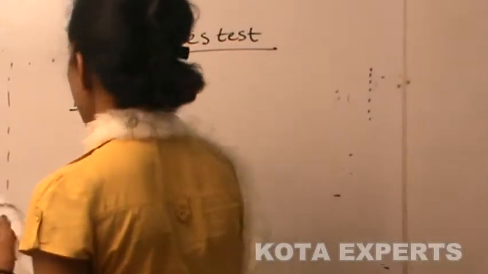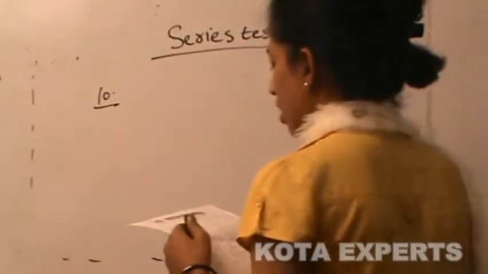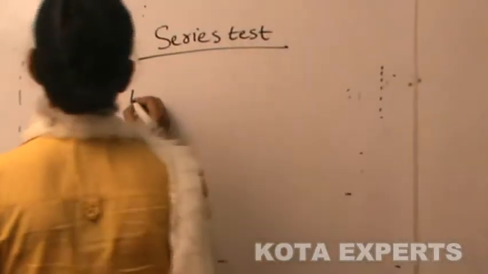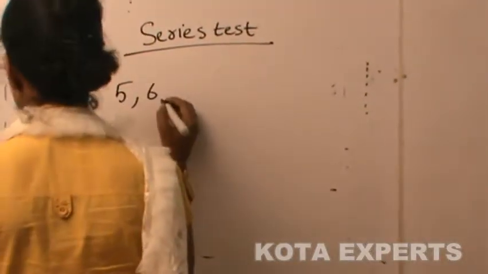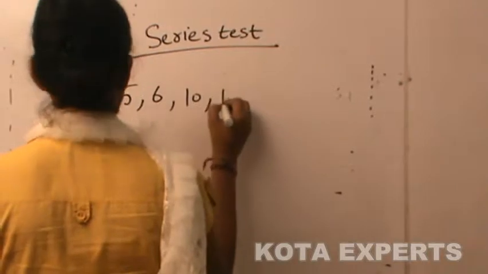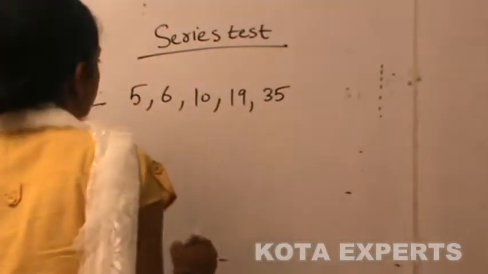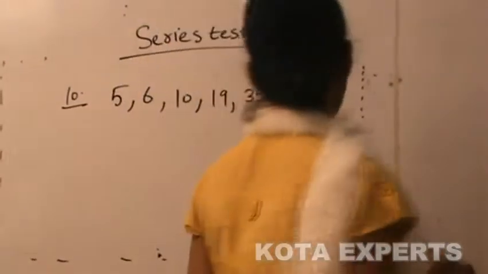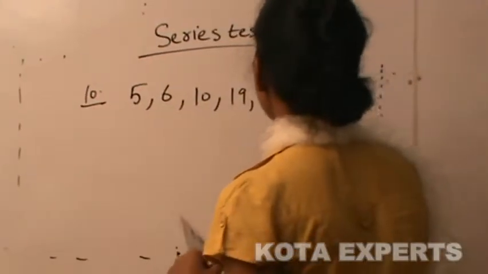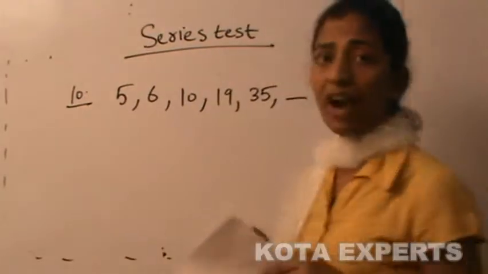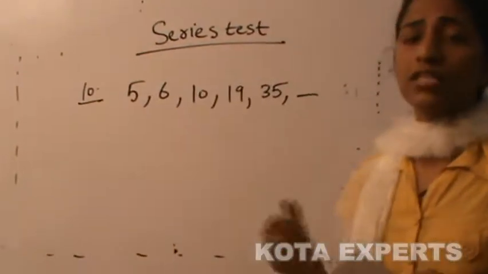Next, question number 10. 5, 6, 10, 19, 35. You have to follow this number series and find the missing number. Try it.